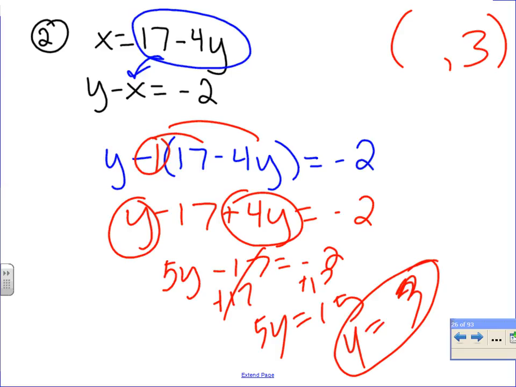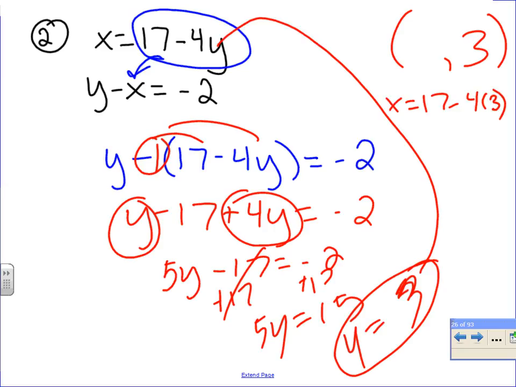Once you get y is 3, you need to take that, plug it back into one of the equations. I'm going to use the first one. So we have x equals 17 minus 4 times 3. 4 times 3 is 12. So 17 minus 12 is 5. So your answer to that is 5, 3. That's it. Questions? Easy. Okay.